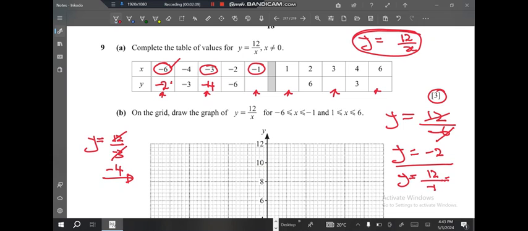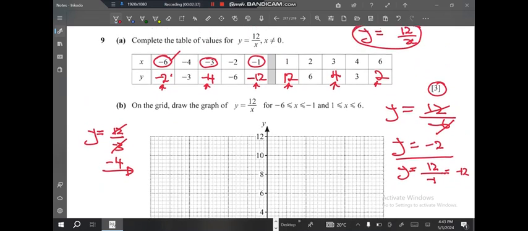And you are going to get the value of x as minus 12, which means here we have minus 12 as the value of y. Moving on to another area here, 1 into 12, you are going to obtain 12. 3 into 12, you are going to obtain 4. 6 into 12, you are going to obtain 2. So after completing the table, obviously, you are going to get how many marks? You are going to get about 3 marks.